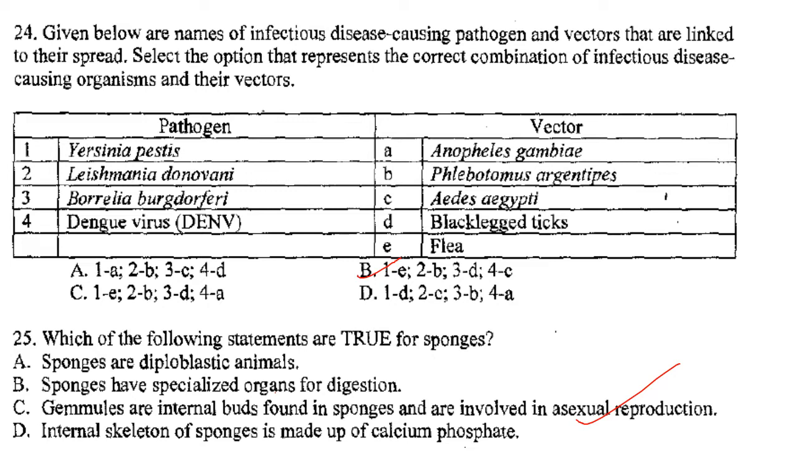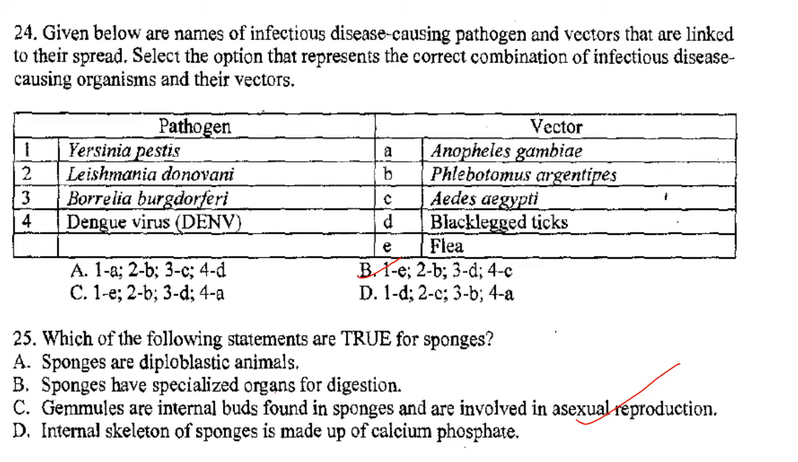So answer is option C, that is 1E, 2B, 3D, 4A. Sorry, 4C, okay, Aedes aegypti. Dengue is by Aedes aegypti. So the answer here is option B. I made a mistake. So it is option B, that is the correct answer.